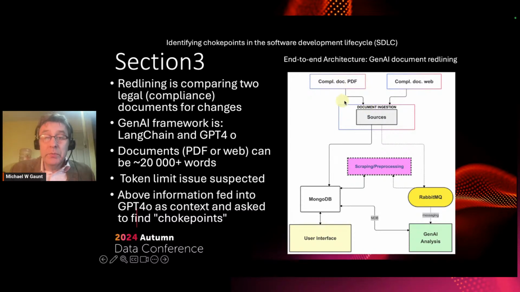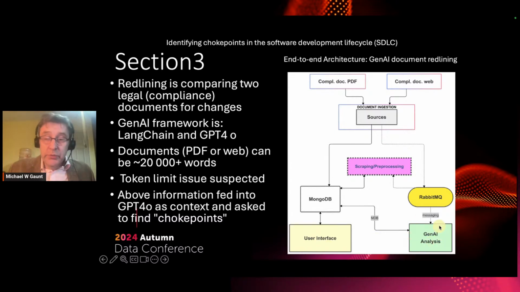And what you get is the two versions of the compliance documents are either PDF or web. They get ingested. That triggers a response to our messaging system, RabbitMQ, which notifies our scraping and pre-processing unit. It dumps the document into MongoDB. The scraper, pre-processor gets the message, comes back, gets the documents, processes them, and sends them back to MongoDB. Then this scraping unit sends a message to our messaging system, RabbitMQ, and informs it the documents are done. You want to now message the GenAI analysis. The GenAI analysis now gets a message, documents are pre-processed, I need to analyze them. It picks them up from MongoDB, takes them back, analyzes them, puts them back into MongoDB, and then that's saved in MongoDB until the user interrogates that database. That's how the architecture works.